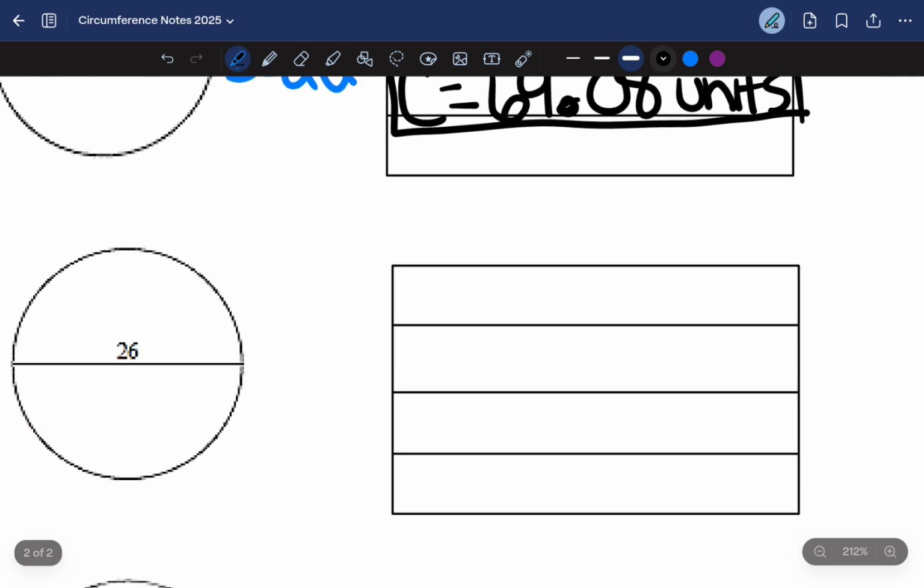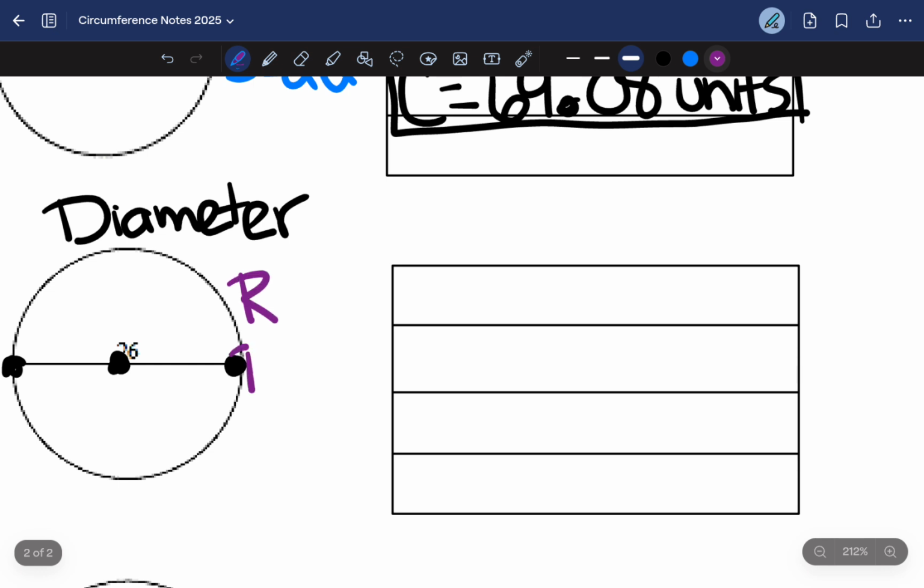So we have a measurement of 26. I noticed that the line goes from one edge through the center and to the other edge. So that tells me right there that that is the diameter. So I'm going to write diameter. And then, like I said, we're just going to practice doing this. So we're going to identify the radius and the diameter. Well, we know the diameter is 26. Now, I know that radius is half a diameter. So if I divide 26 by 2, I get 13. But since I have diameter, I'm just going to use the formula that involves diameter.